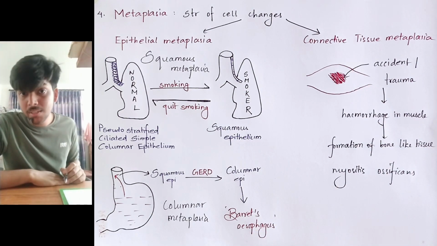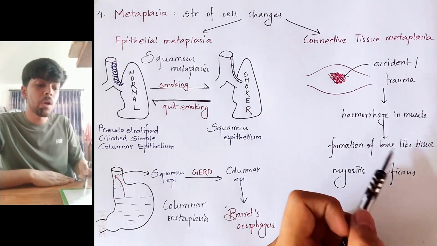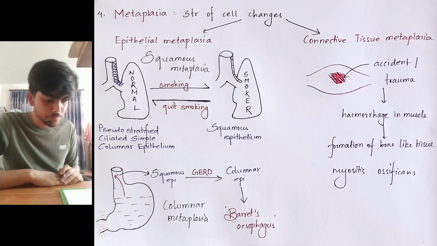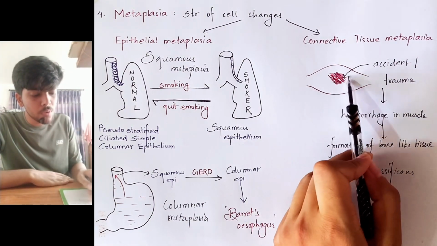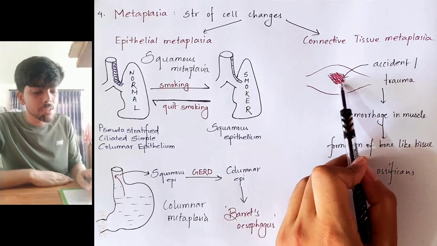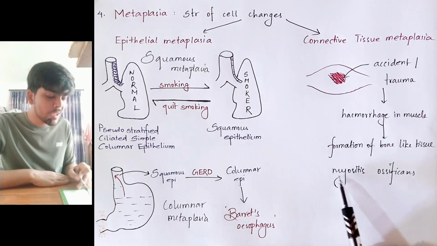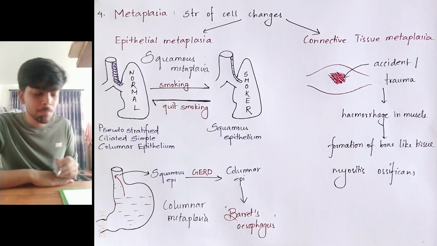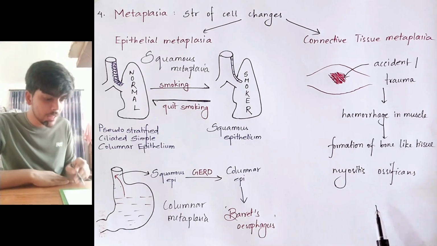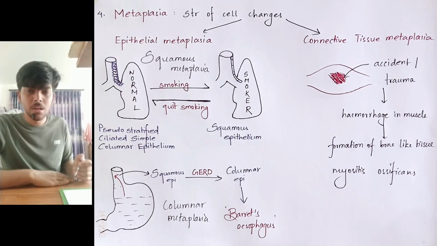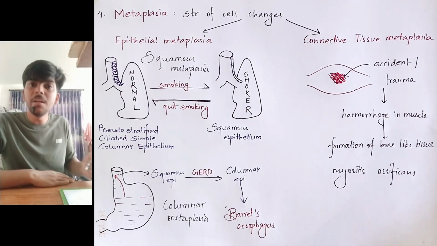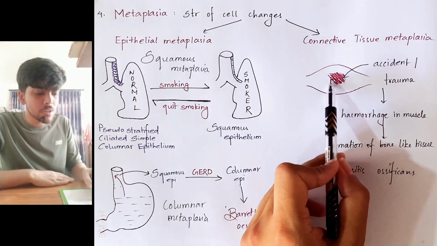And what is bone? It's a connective tissue, right? So what's the end result? Formation of bone, which is formation of connective tissue. That's why we call it connective tissue metaplasia. And this particular condition, where there is formation of bone-like tissue at the area of skeletal muscle which has suffered hemorrhage, is myositis ossificans. Reason being, myo refers to muscle, itis refers to inflammation, ossificans comes from ossification. So there is ossification or bony deposition at the area of hemorrhage of the muscle.